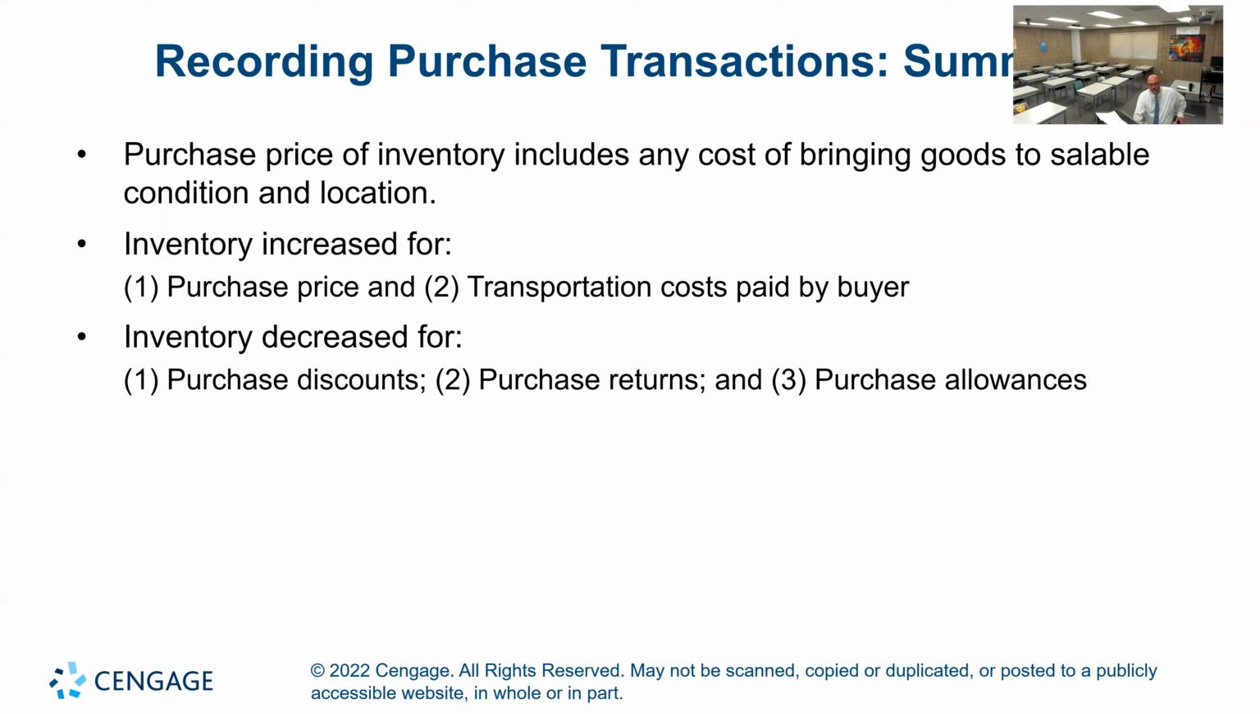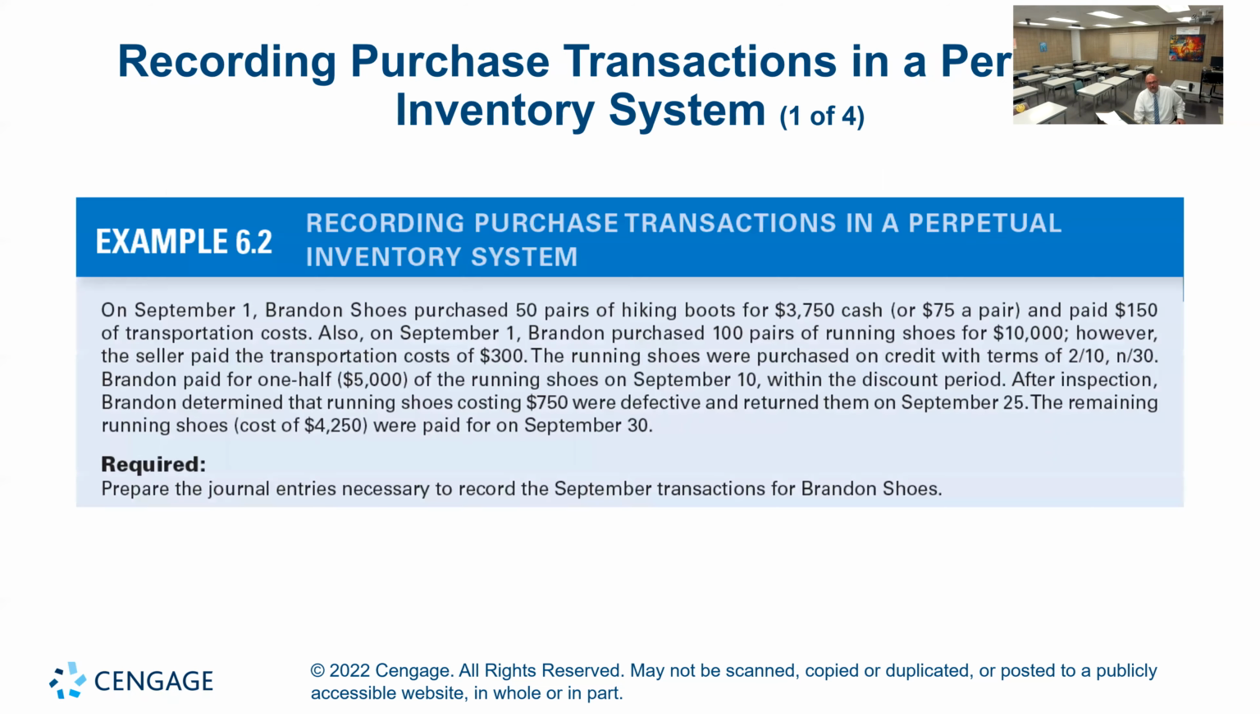Okay, recording purchase transaction summary. So inventory, we increase our inventory for whatever we pay for the inventory, plus if we pay any transportation costs. We're going to make our inventory go down if we get a purchase discount. So maybe we get that 2/10 net 30 in there again, we get that 2% discount, it decreases our inventory. If we return it, or if anything comes damaged and we get an allowance, that is going to decrease our inventory.